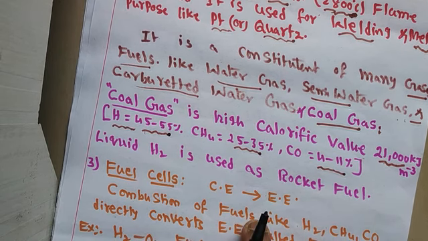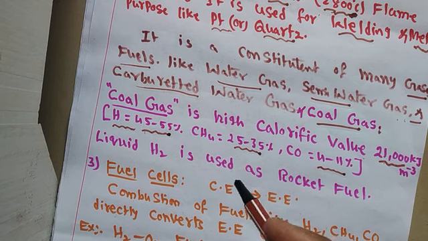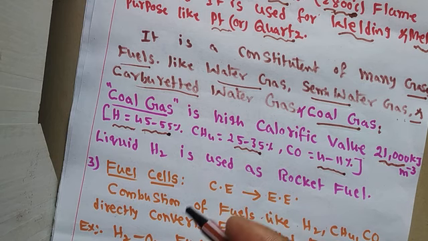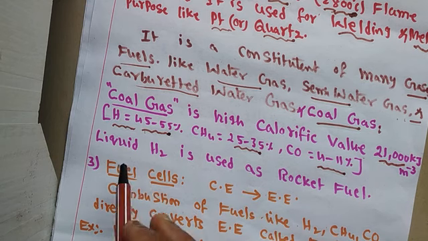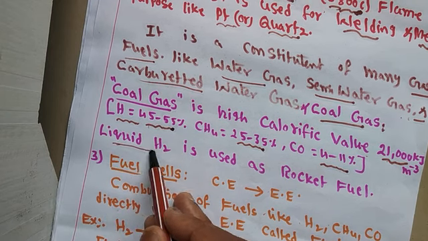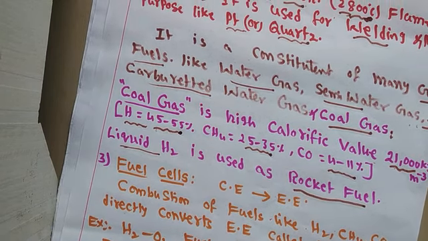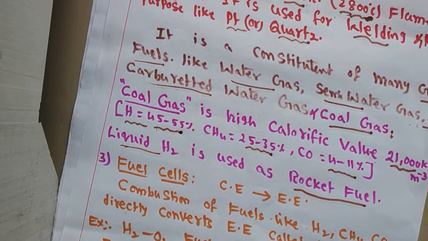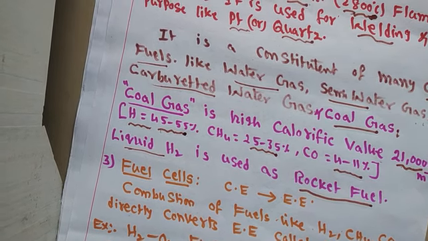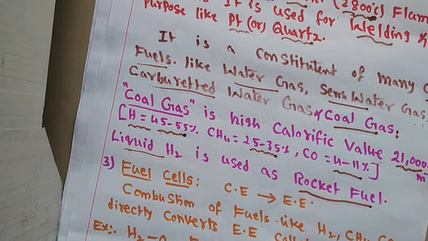Okay children. Next, this gaseous fuel is also converted into liquid form. Especially the liquid form of hydrogen is used as a rocket fuel, children. For what purpose? The liquid form of hydrogen gas is used for rocket fuel.